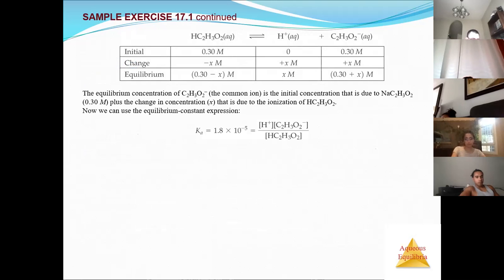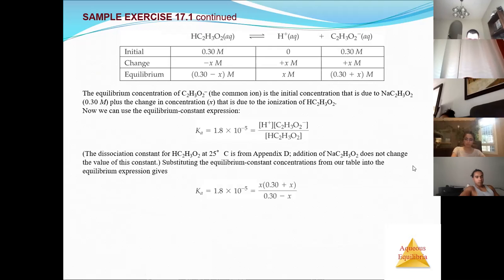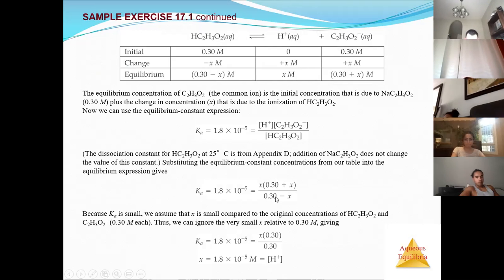I set up my equilibrium equation, and lo and behold, with my acetate concentration being 0.30 and my acetic acid concentration being 0.30, that's going to cancel out. Remember, I am crossing out the X's. So 0.30 over 0.30 cancels out, and my Ka is going to be simply equal to my H+ concentration.